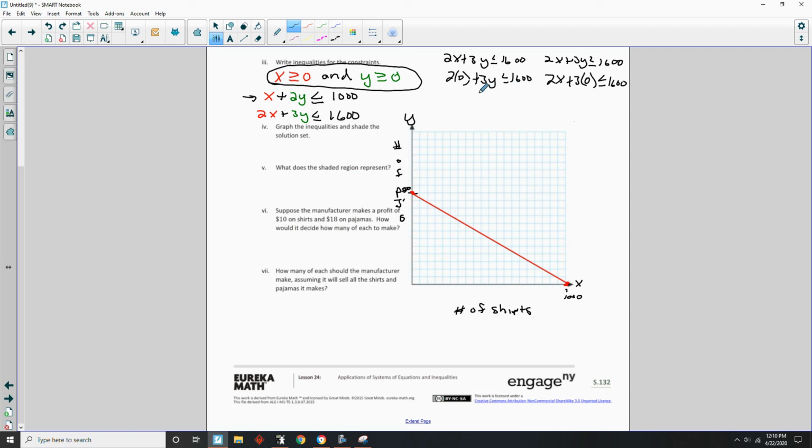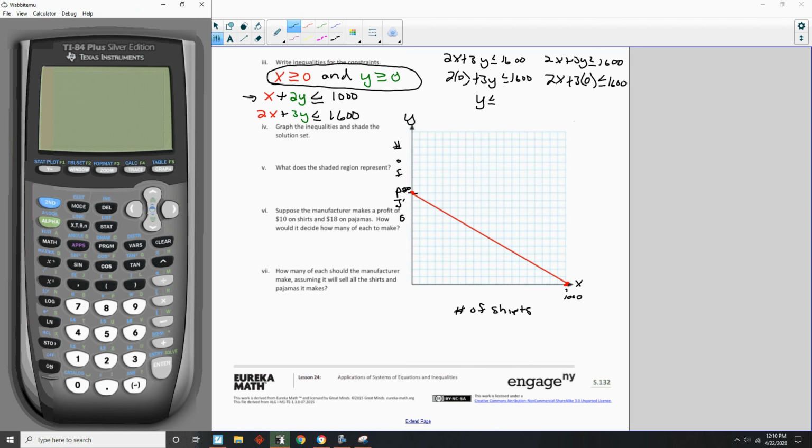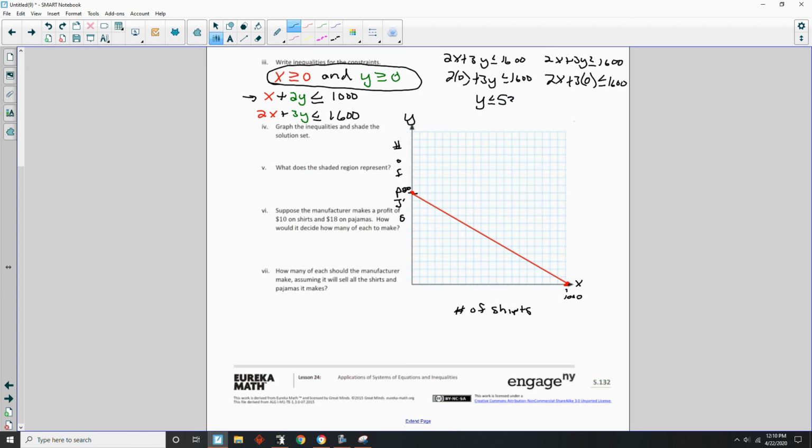So when x is 0, 2 times 0 goes away, and I get 3y is less than or equal to 1,600. Divide both sides by 3, and y is less than or equal to 1,600 divided by 3, which is 533 1/3. When I do the same over here with y as 0, I get 2x is less than or equal to 1,600, divide by 2, and x is less than or equal to 800.